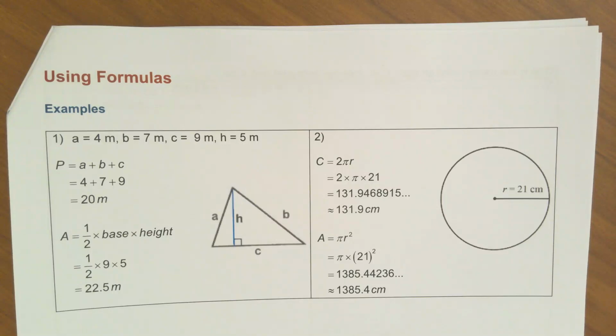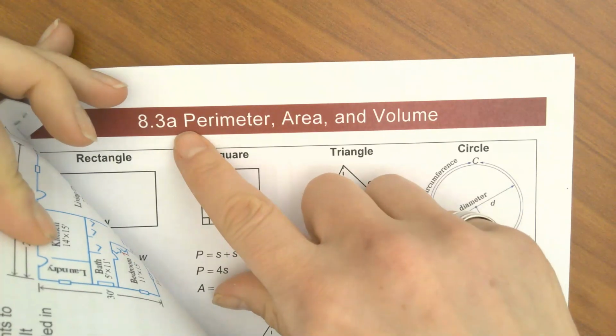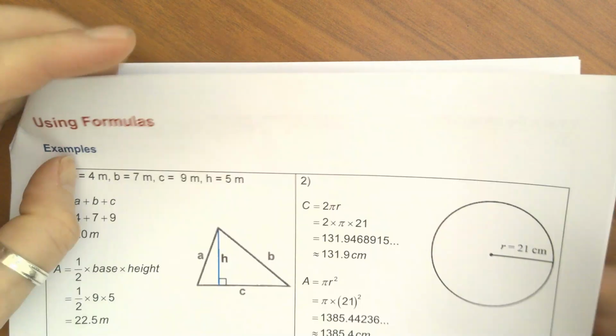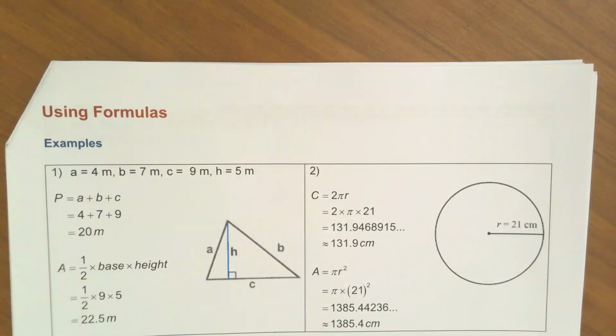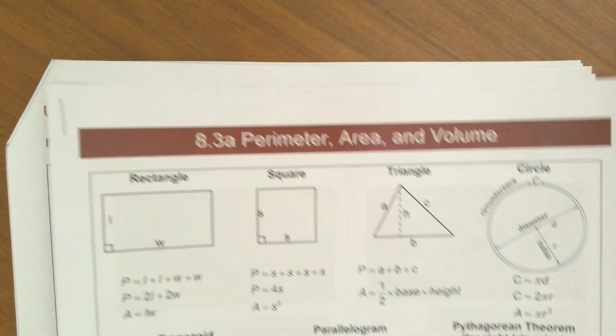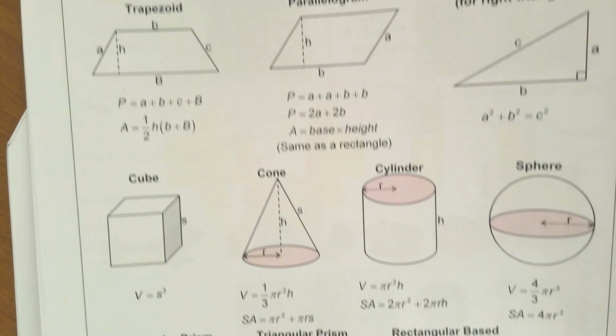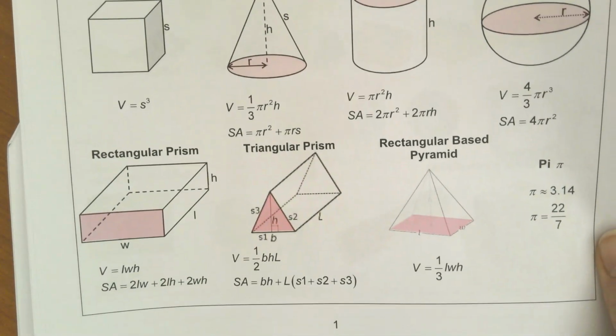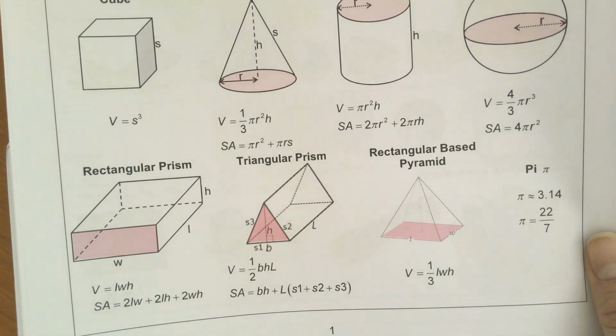We're still in book 8.3a, perimeter, area, and volume, using formulas. So we're going to use the formulas from the very first page. You'll be given these formulas on the test and the final exam, so you don't have to memorize them, okay?